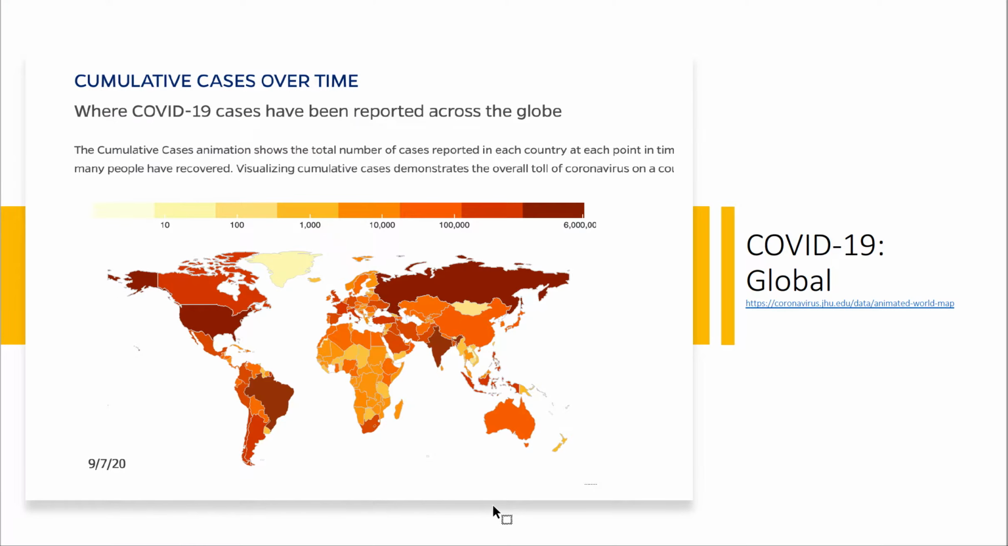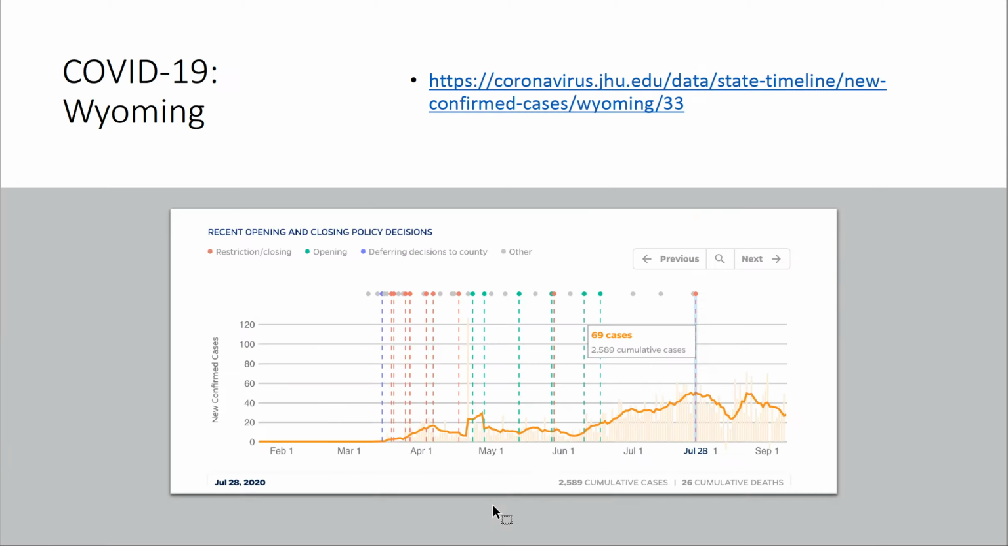So if we just take a quick look here at the cumulative cases over time, we can see where the big impacts have been. The US, Russia, Brazil, India are the dark red. You can go to this link here on the far right at Johns Hopkins, and you can get this animated world map. You can click on it and you can see the progress, or essentially the regress, over time.